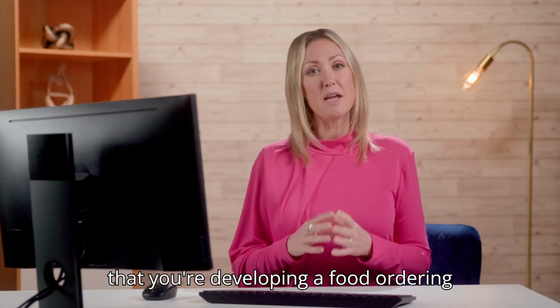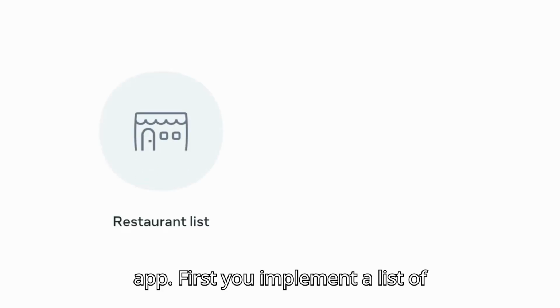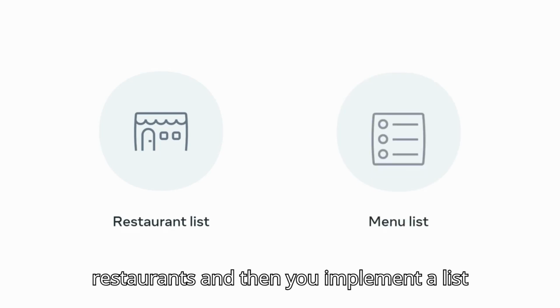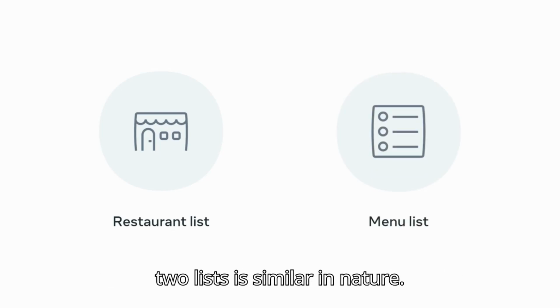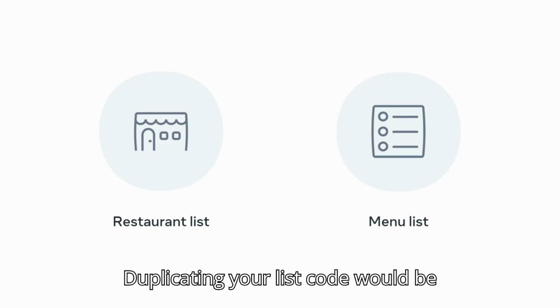Let's say that you're developing a food ordering app. First, you implement a list of restaurants, and then you implement a list of menu items. However, the logic of the two lists is similar in nature. Duplicating your list code would be considered bad practice. This is where generic classes are useful.